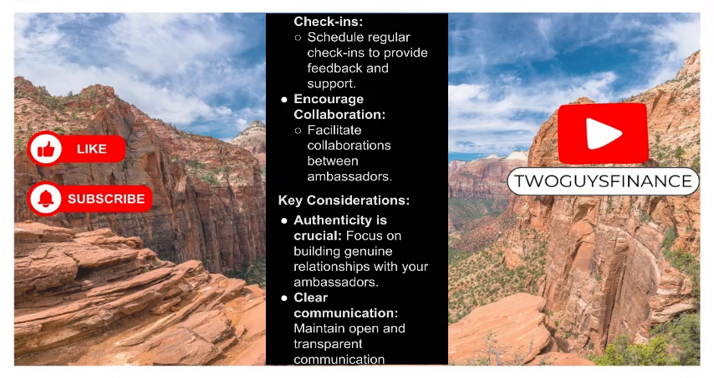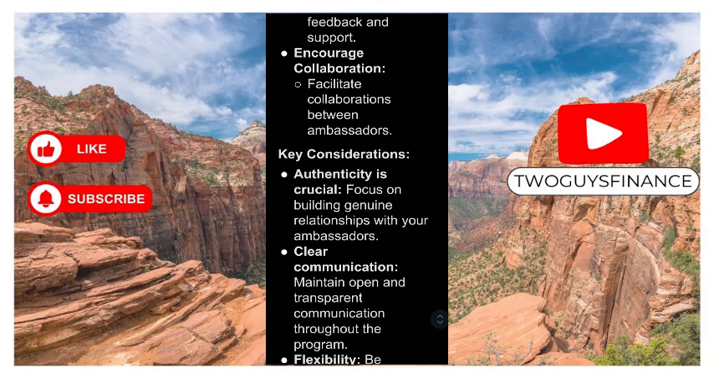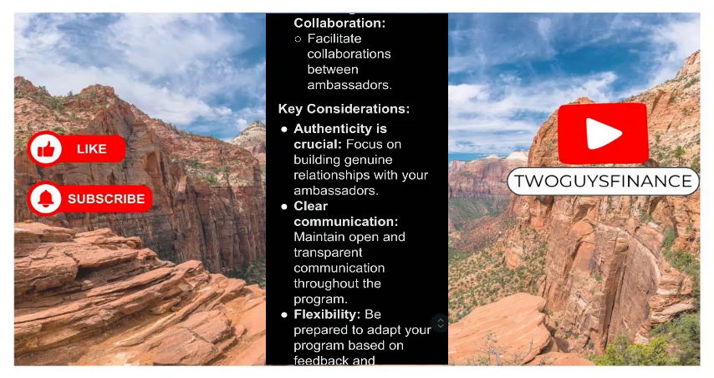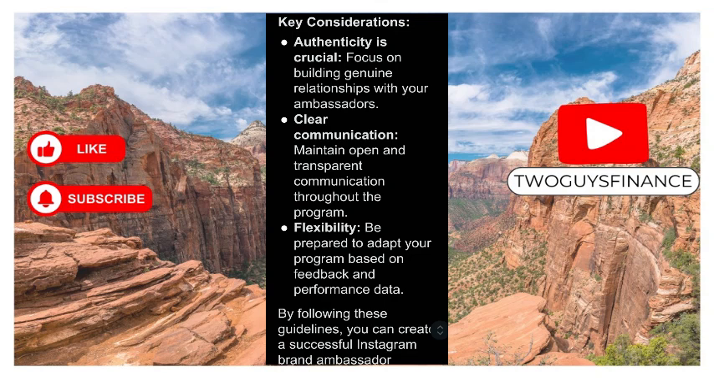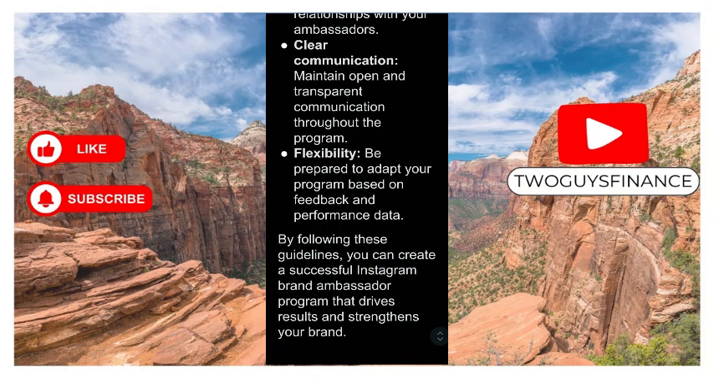Key considerations. Authenticity is crucial. Focus on building genuine relationships with your ambassadors. Clear communication. Maintain open and transparent communication throughout the program. Don't hide anything. Flexibility. Be prepared to adapt your program based on feedback and performance data. By following these guidelines, you can create a successful Instagram brand ambassador program that drives results and strengthens your brand.